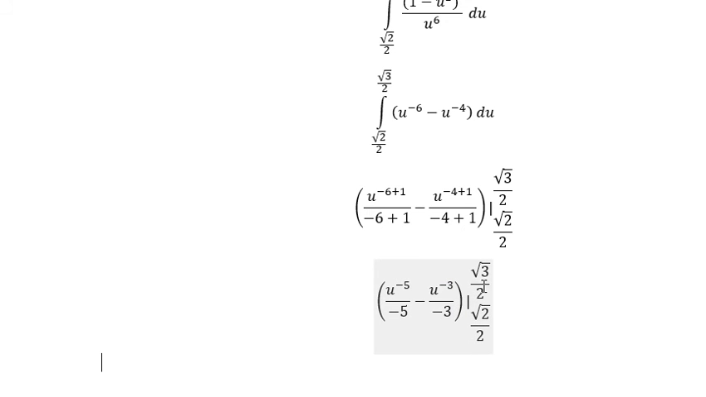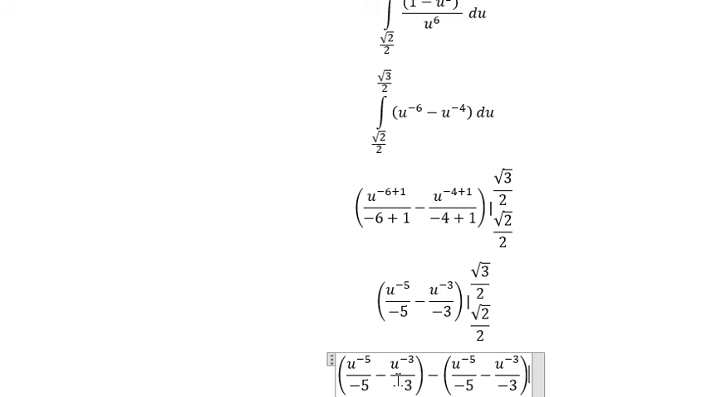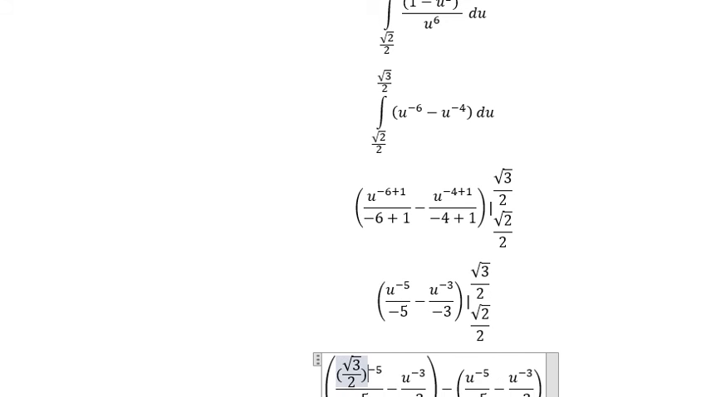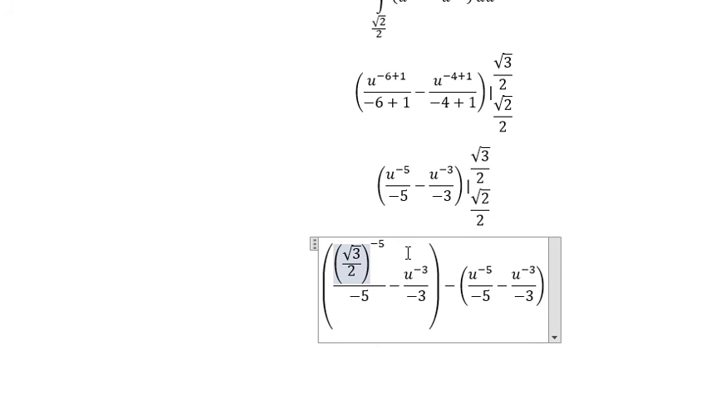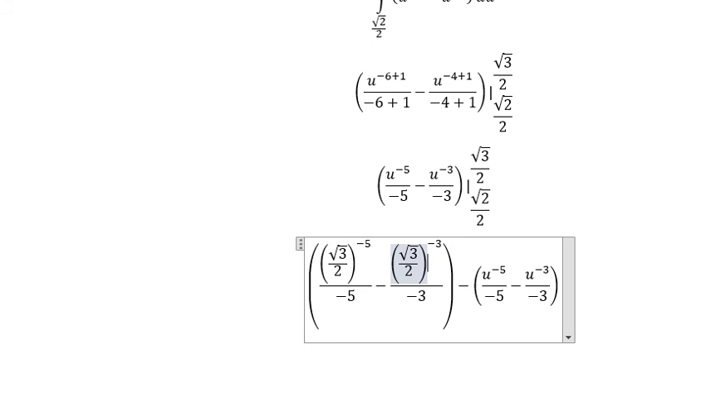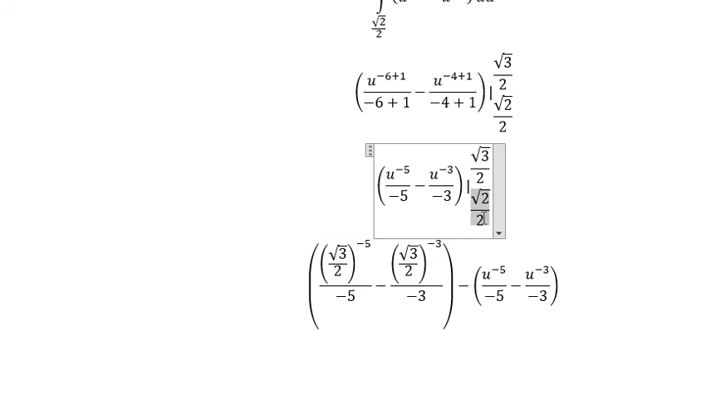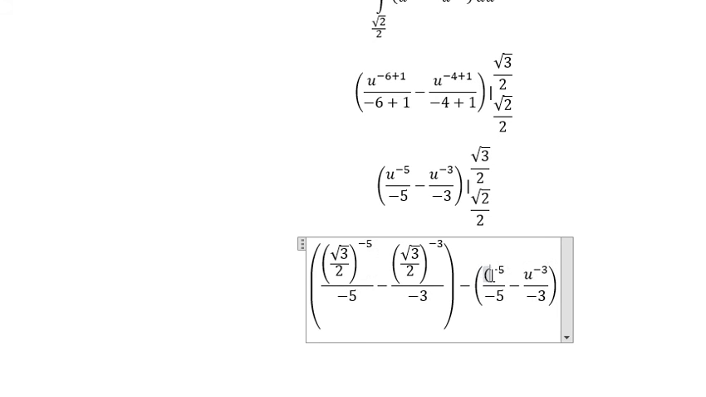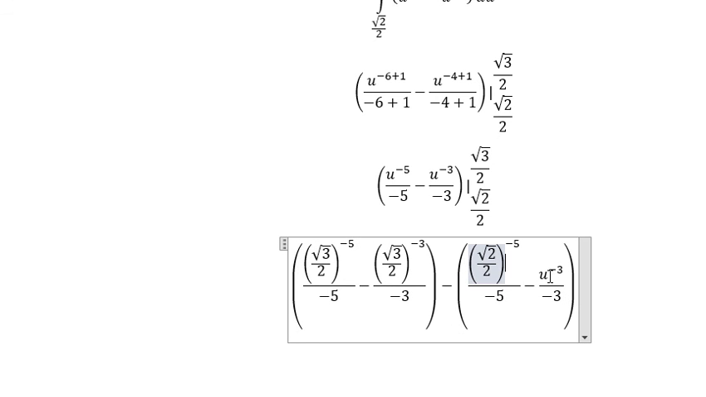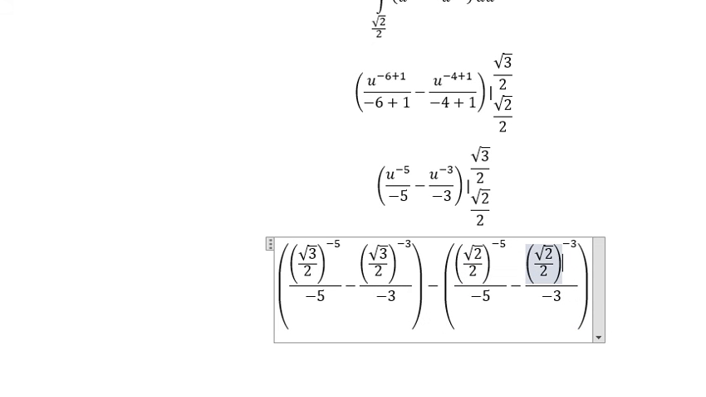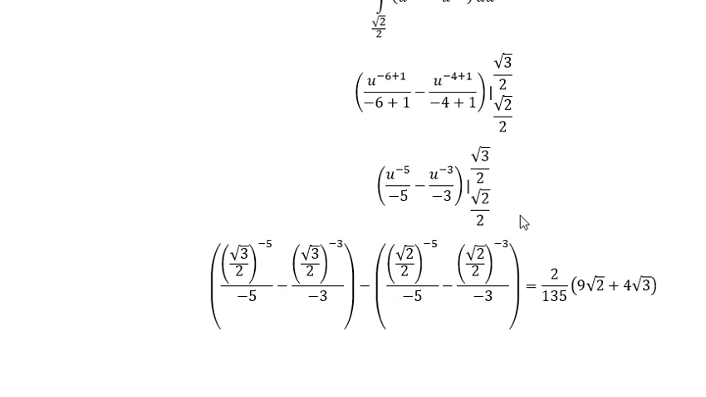And now we put the values in here. I will put this one here, and here. This one we put in here, and here. Now we simplify. And here is the answer. Now we go to the second one.